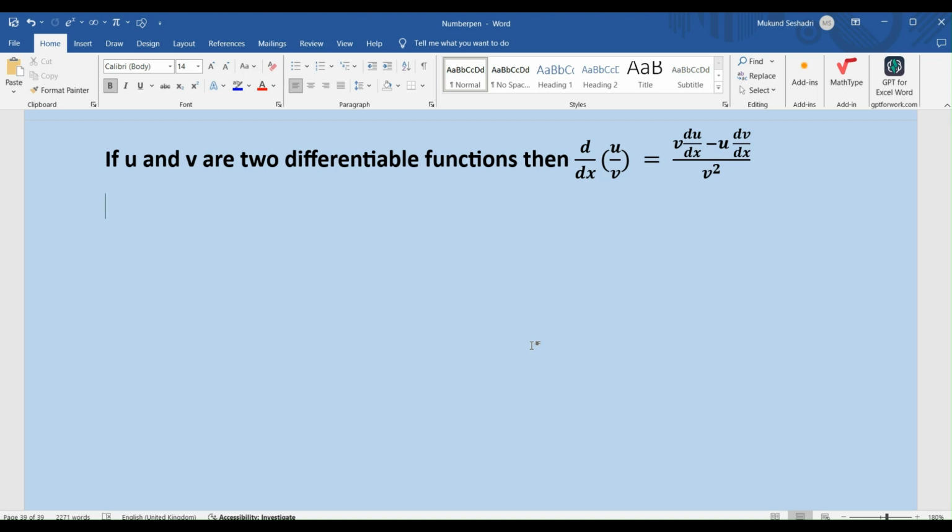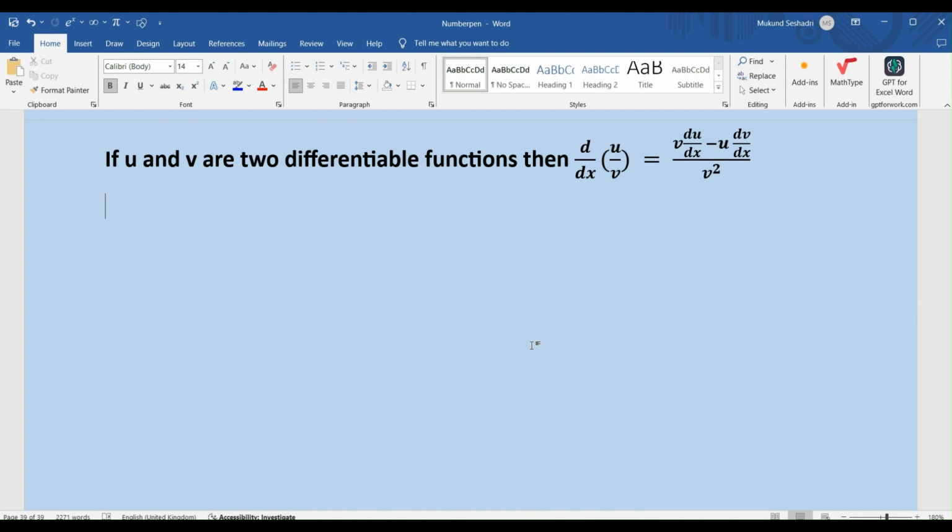So today we are going to look at the quotient rule in differentiation, right? There we have the rule written for us on our screen, and we're going to look at how we go about proving this particular rule, which we will be using in solving a lot of problems in differentiation, right? So if u and v are two differentiable functions, then d by dx of u by v equals v du by dx minus u dv by dx, the whole divided by v square, right?